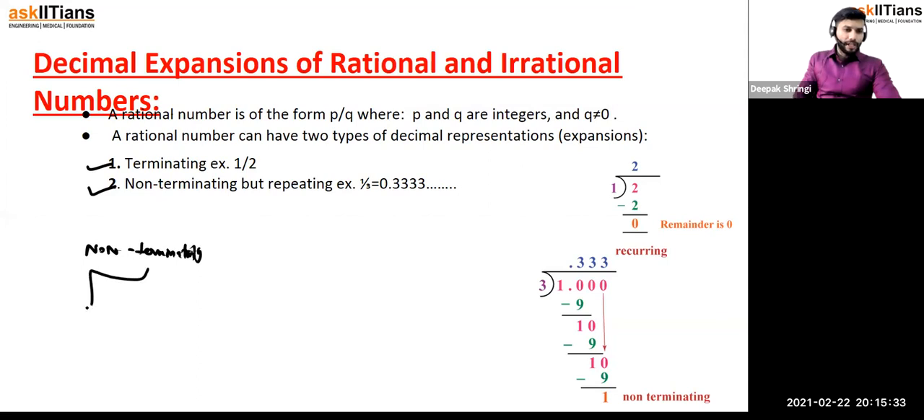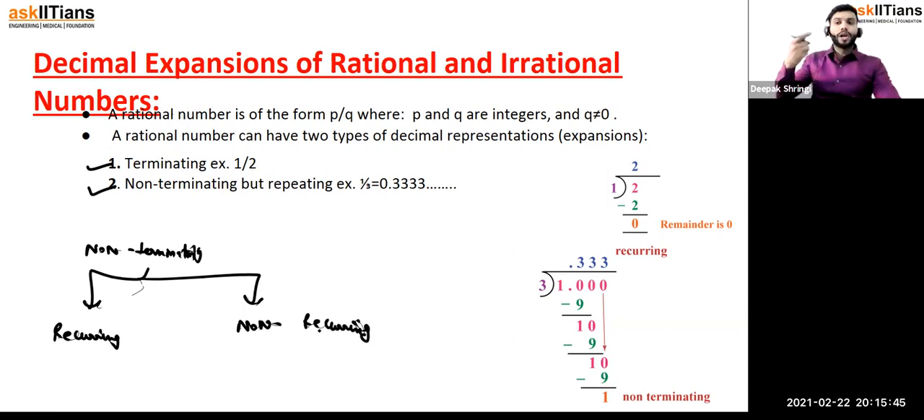एक होता है रिकरिंग, एक होता है नॉन रिकरिंग. First of all, what is recurring? रिकरिंग मीन्स जो रीअकर हो रहा है. Okay, that means it is repeating. That means 1.314 314 314, it is repeating, right? It's recurring, it's repeating its things again, right? Non recurring means it's not repeating.